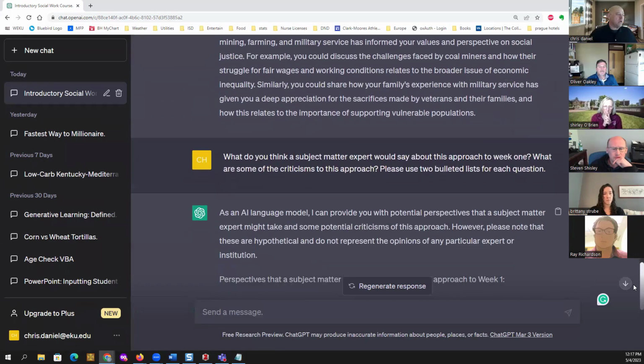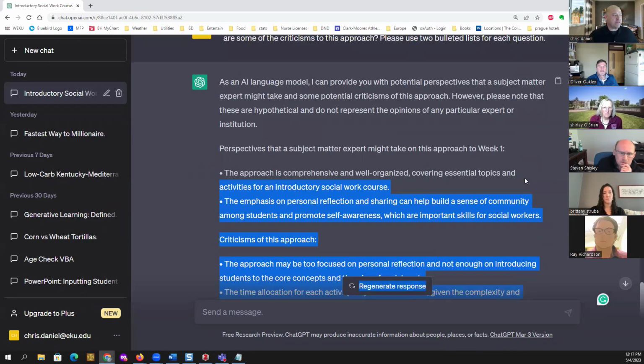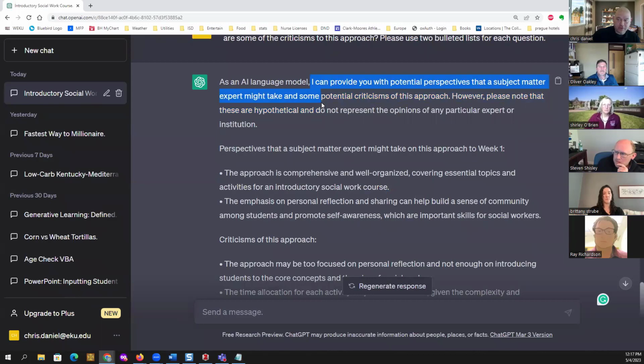So I did that. What do you think a subject matter expert would say about this approach to week 1? And so now here's some of the critical thinking and reflection possibly. And what are some criticisms of the approach that we sort of built here? And please use bulleted lists for this question. Okay, it gives me a caveat first. It says, all right, I'm an AI language model. I'm going to give you some stuff, but that doesn't mean this is expert. So your mileage may vary. Please check things. So it said my approach was comprehensive.